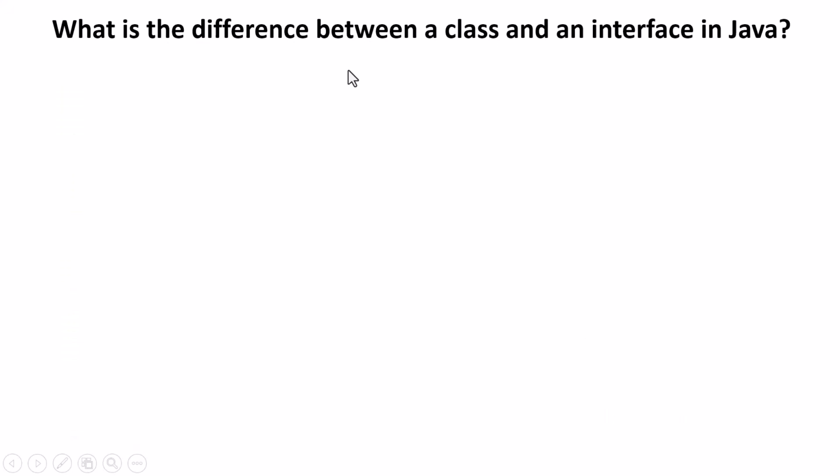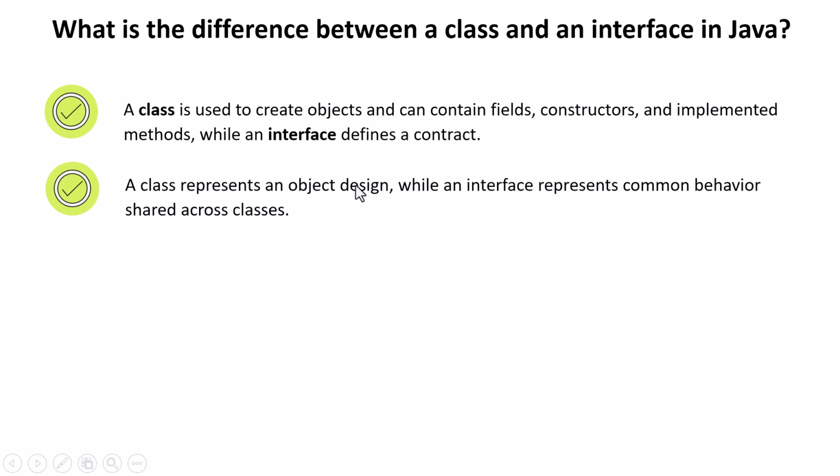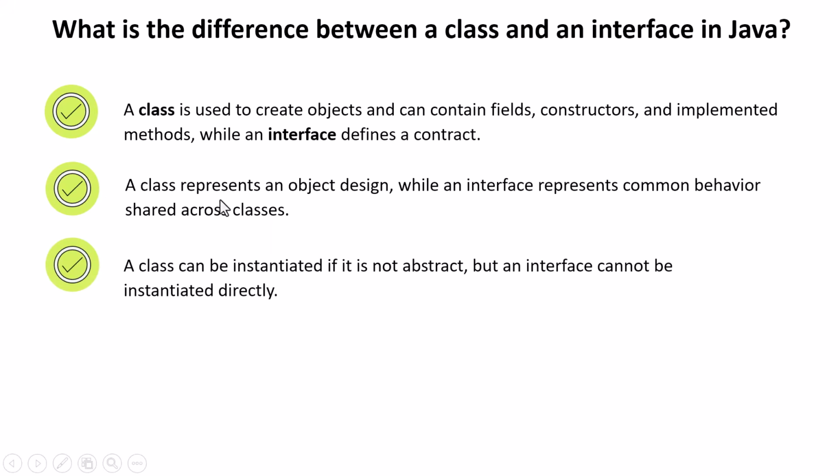What is the difference between a class and an interface in Java? A class in Java is used to create objects and can contain fields, constructors, and fully implemented methods. An interface is mainly used to define a contract that implementing classes must follow. A class represents a complete or partially complete object design. An interface represents common behavior that can be shared across different classes, even when those classes do not belong to the same class hierarchy.